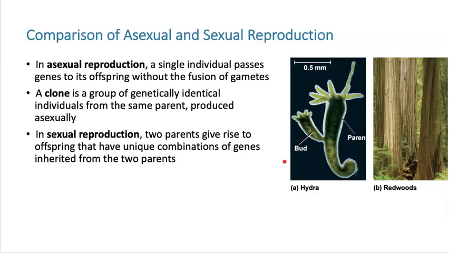If this breaks off, then it'll form a new separate hydra, and that's a form of reproduction. This stand of redwoods have all grown out of the same root system, and so these are all clones, or exact copies. They have the same DNA. Clones are identical copies of each other. When it comes to sexual reproduction, two parents give rise to offspring, and you have a unique combination of genes inherited from those two parents.